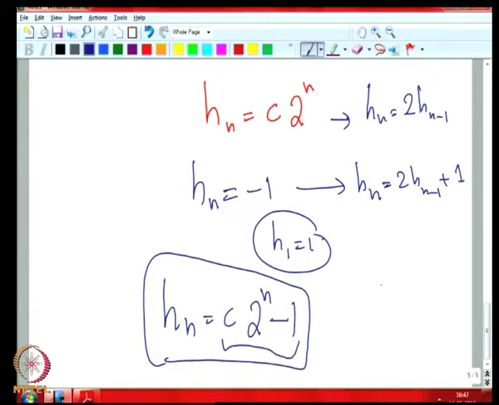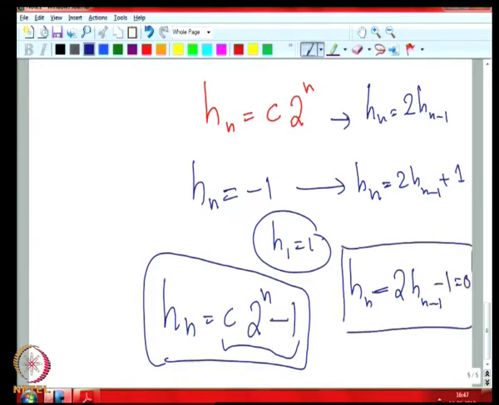Then what happens is, if we consider this part, Hn minus 2 Hn minus 1 minus 1 equal to 0, if this is the way we write that recurrence relation, and if we substitute this here, C 2 raised to n minus 2 times C 2 raised to n minus 1 will become 0, because the homogeneous part of the recurrence relation, that means Hn minus 2 times Hn minus 1 equal to 0, is satisfied by C times 2 raised to n for any C. So, this part does not have any effect on it, it simply disappears.